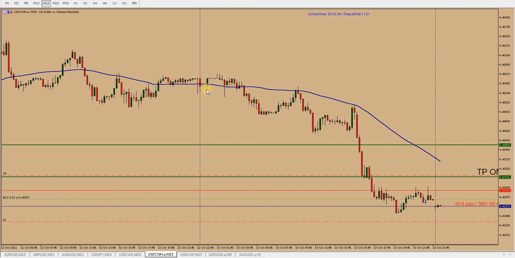If you start counting the candlesticks, 1, 2, 3, 4, normally around the fourth candlestick, which means one hour after opening of the Asian market, either the market would go up or rally down.